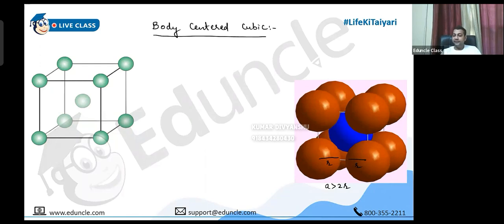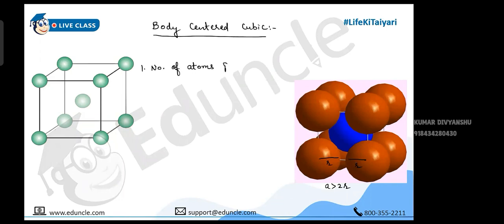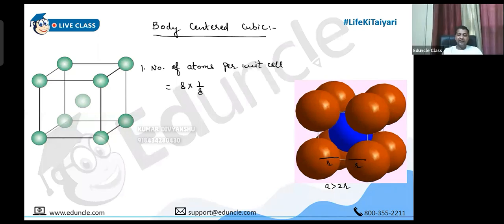Is it clear? Yes, sir. They are not touching each other. Now, how many atoms are there, according to you? The number of atoms is 2. Because 8 are there at the corners, and they have the similar contribution as we did in the simple cubic one. And the one present at the body center completely belongs to this particular unit cell. It doesn't belong to any other unit cell. So there are 2 of them.